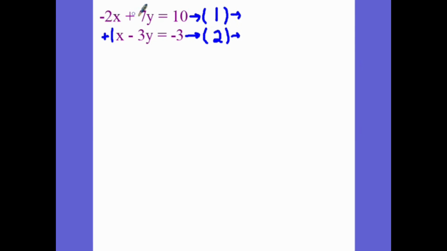Now I'm just going to multiply straight across. This whole equation right here, everything will be multiplied by 1. So -2x times 1 is -2x. 7y times 1 is positive 7y. 10 times 1 is positive 10.